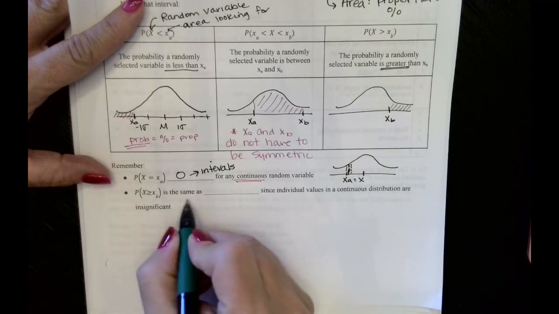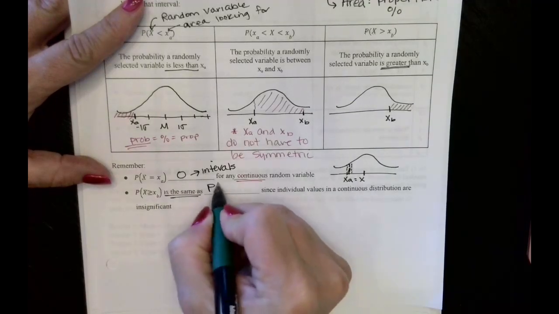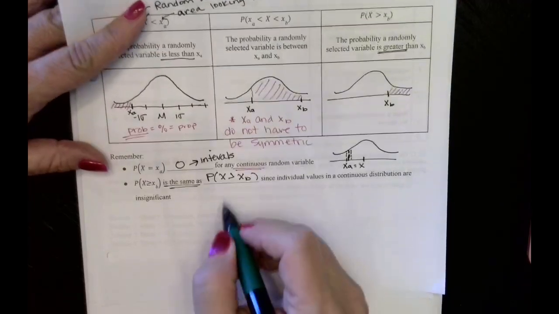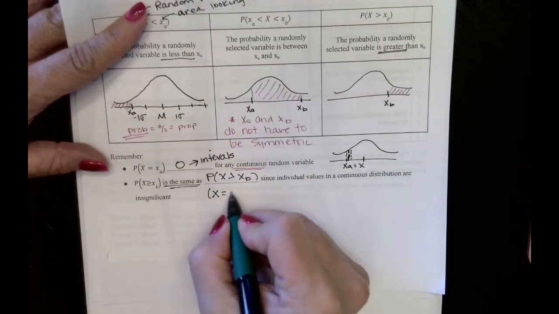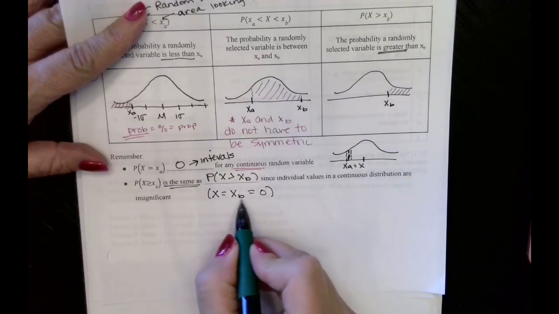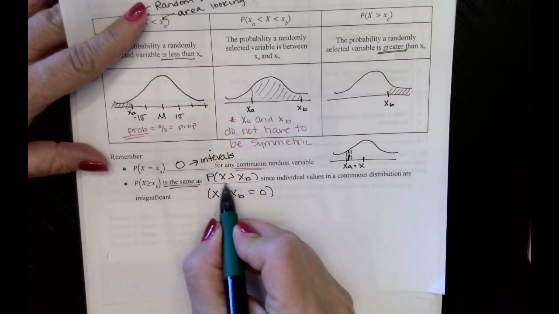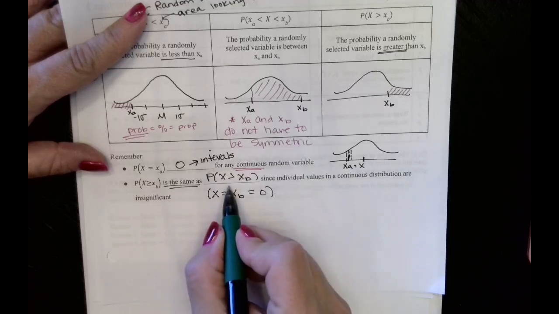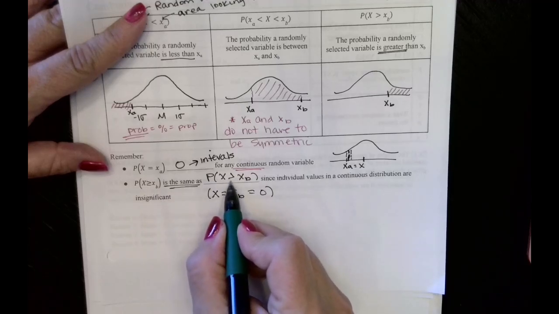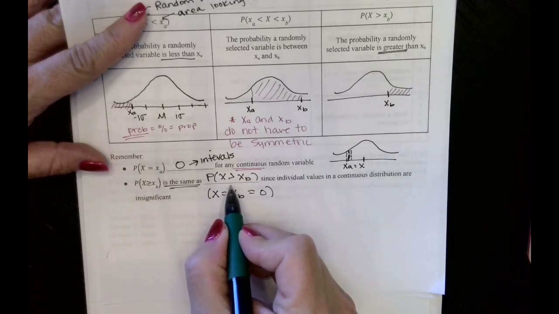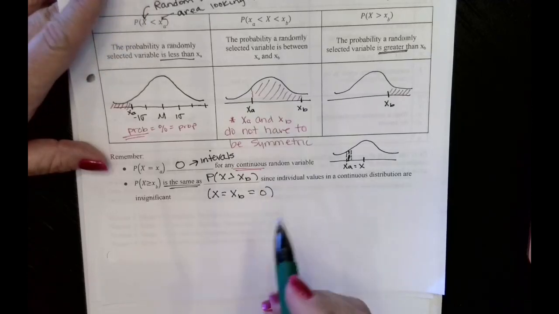Okay, so because of that, the probability that the random variable x is greater than or equal to x sub b is the same as the probability that x is just greater than x sub b. And we know this because we just said that if x equals x sub b, this is 0. So it doesn't matter if it's greater than or equal, or less than or equal, or just greater than or less than, because those are going to be the same thing.